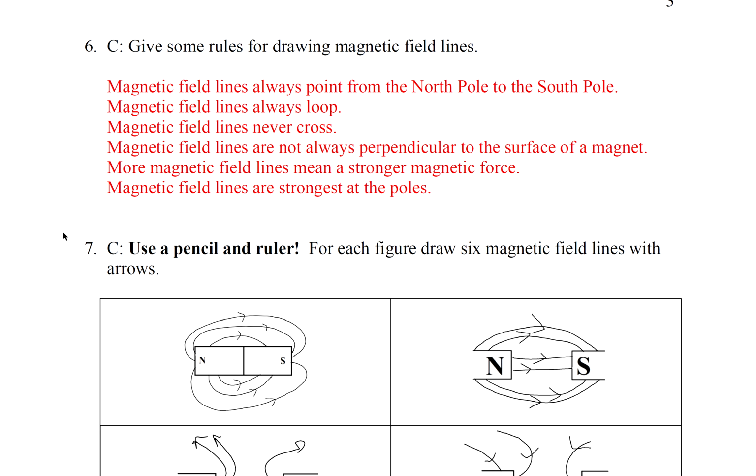Question 6. Give some rules for drawing magnetic field lines. Magnetic field lines always point from North Pole to South Pole. They always loop, they never cross. They are not always perpendicular to the surface of a magnet. More magnetic field lines mean a stronger magnetic force, and magnetic field lines are strongest at the poles.